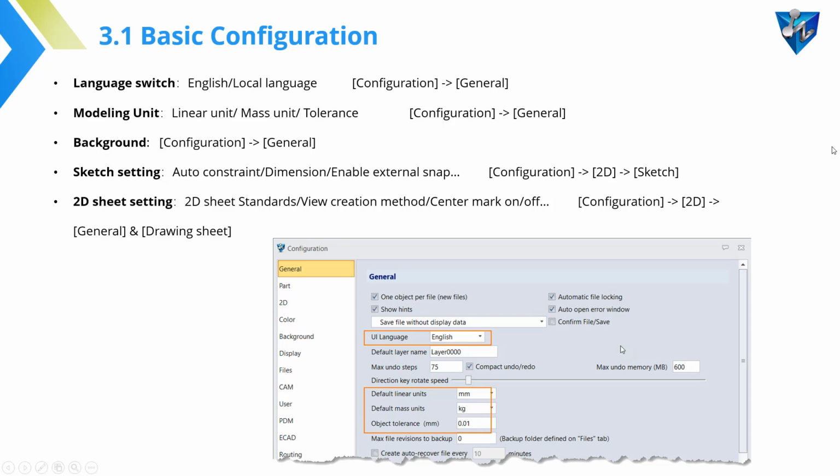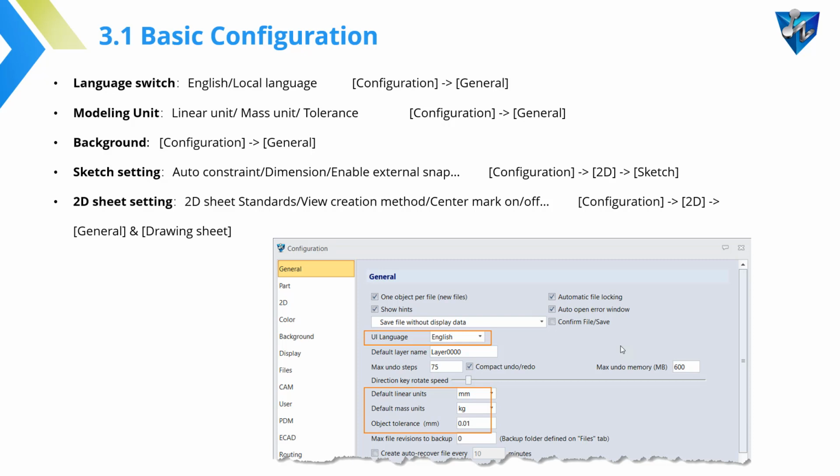Let's continue. In this part, I will introduce the basic configurations of ZW3D. Also under the configuration menu, you could switch the language. If you installed the multi-language versions on your computer, you will find the different languages under the UI language drop-down list. You could switch between English or other local languages. This can be found under the General tab. And for the modeling unit, also find it under the General tab. You could change the default linear unit or mass unit, as well as the object tolerance.